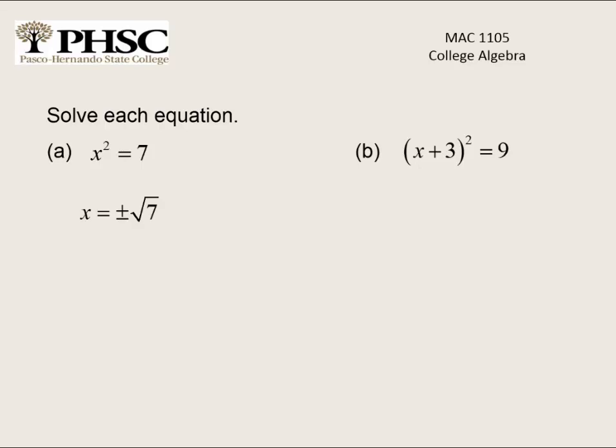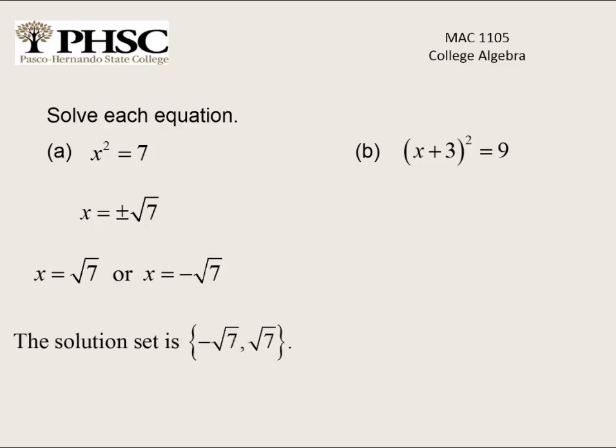For the first one, if I take the square root of both sides, then x is going to be equal to plus or minus the square root of 7. So either x is equal to the square root of 7 or x is equal to the negative square root of 7. My solution set would be the one that's shown there. Now the next one, x plus 3 squared equals 9. I'm going to take the square root of both sides. That's going to get rid of the square, so I end up with x plus 3 equals plus or minus the square root of 9.